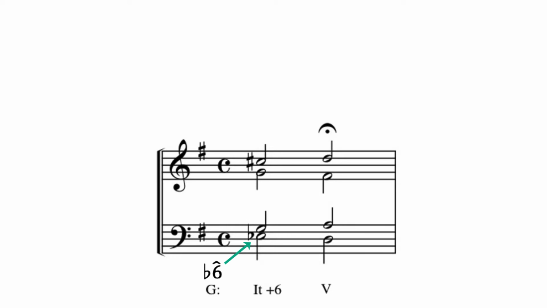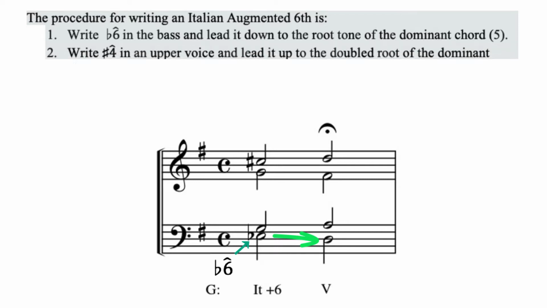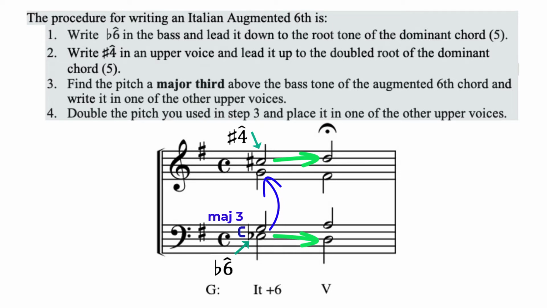Here's the procedure for writing an Italian augmented sixth. Number 1. Write the lowered sixth scale degree in the bass and lead it down to the root tone of the dominant chord. Number 2. Write the raised fourth scale degree in an upper voice and lead it up to the doubled root of the dominant chord. Number 3. Find the pitch a major third above the bass tone of the augmented sixth chord and write it in one of the upper voices. And finally, number 4, double the pitch you used in the previous step and place it in one of the upper voices.